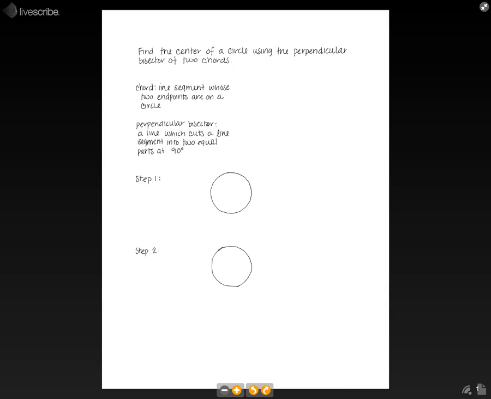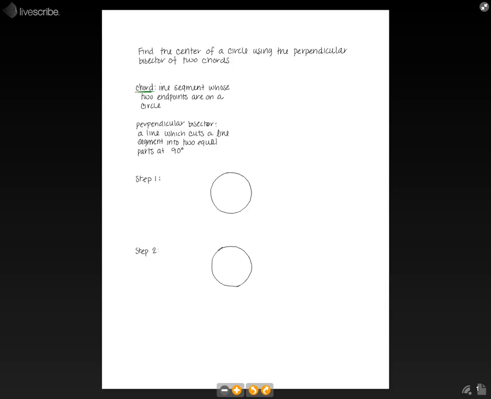In this pen cast, we're going to find the center of a circle using the perpendicular bisector of two chords. In order to do this, there's two definitions we need to know. The first one is the definition of a chord. A chord is a line segment whose two endpoints are on the circle.